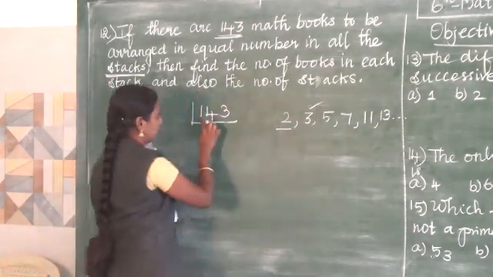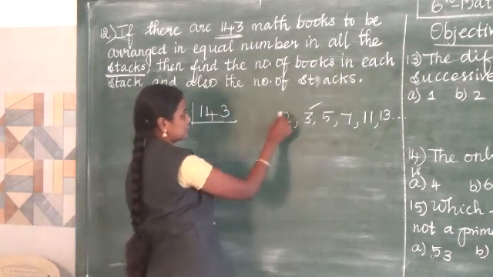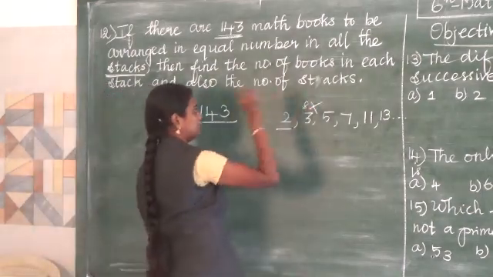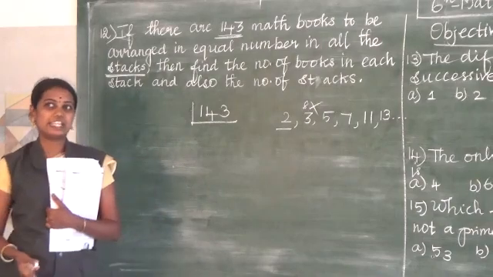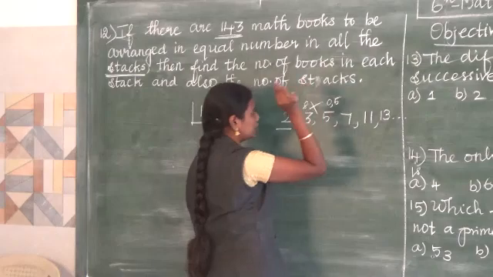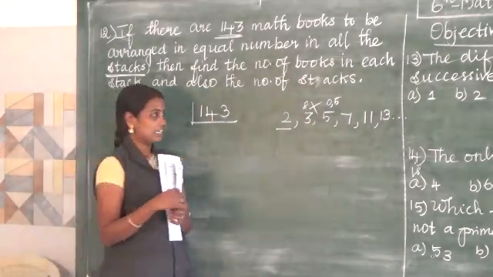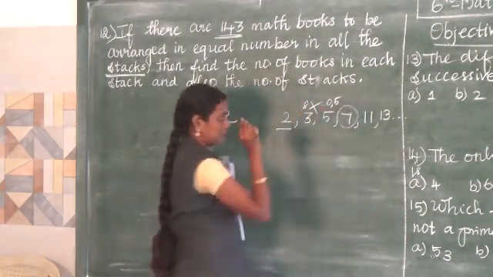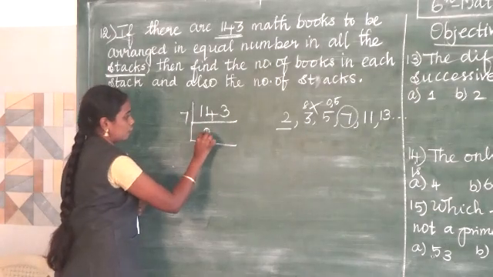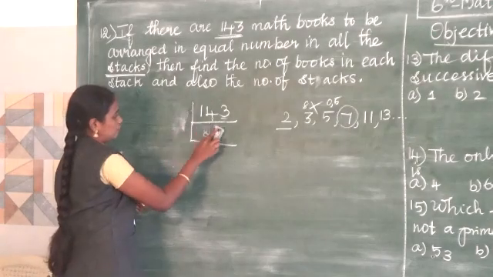For 3, you add the digits: 1 plus 4 is 5, 5 plus 3 is 8. 8 will not come in the 3 table, so it is not divisible by 3. Then go for 5. In the 5 table, the number should end with only 0 or 5. The number here ends with 3, so it will not come in the 5 table. Let me try the 7 table. 7 twos are 14. The 3 will not come in the 7 table, so 7 is not possible.